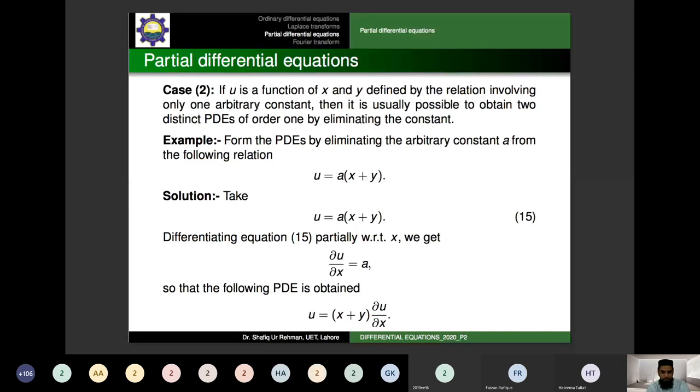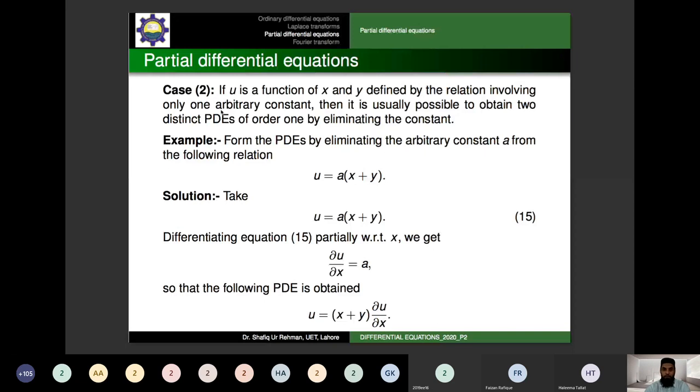So they are equal to each other. In this case, the number of arbitrary constants is less than the number of independent variables. We have two independent variables, whereas the number of arbitrary constants is 1. So this is the second possibility, the second case.